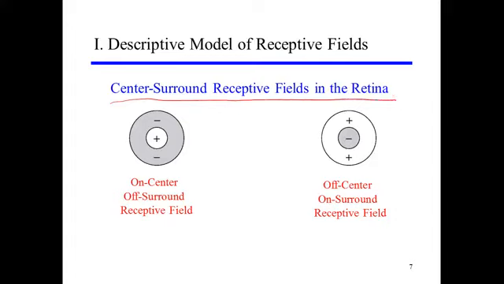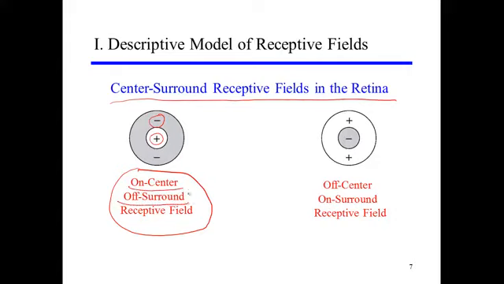So as we saw in the previous slide, when you turn on a spot of light in the central region, you get an increase in the activity of a cell in the retina. And when you turn off a spot of light in the surrounding region, you also get an increase in the activity of the retinal cell. So this leads us to this concept of an on-center, off-surround receptive field. And this basically means that the cell responds when you turn on a spot of light in the center or when you turn off a spot of light in the surrounding region.